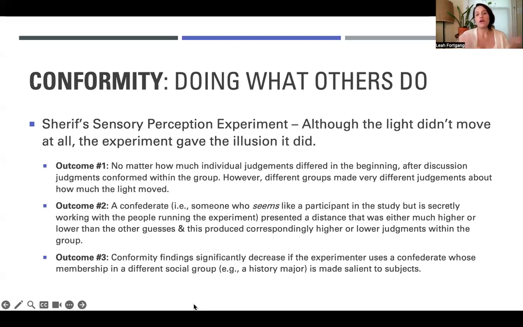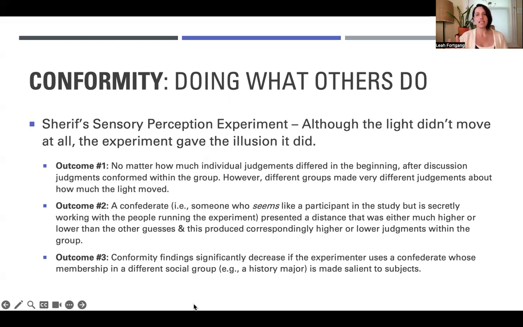And for those of you who are not psychology majors, a confederate in a psychological or sociological experiment like this is someone who comes in and pretends they are just like everybody else. They're just another participant in the study, when in reality, they're secretly working with the people running the experiment to try to change things in some particular way.